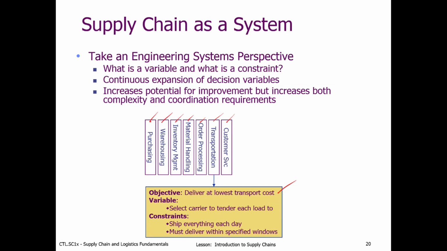And then I've got a set of decision variables that I can make decisions on. In this simple example, my one decision variable is to select which transportation carrier I will tender a load to each day. Then I've got some constraints that I have to live within, so I have some boundaries. In this simple example, everything that comes to me, I have to ship every day. And then I have to deliver within specified time windows that are given to me. So this is not a trivial job. You have a lot of complications here. But what makes it easier is that it's in my one silo.